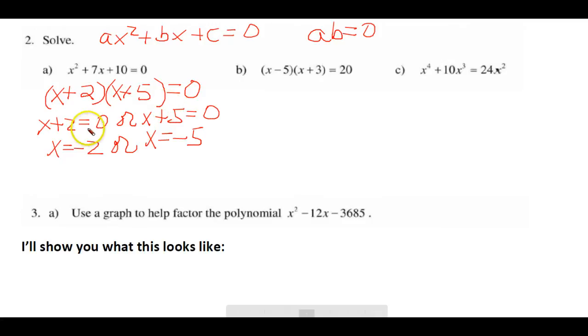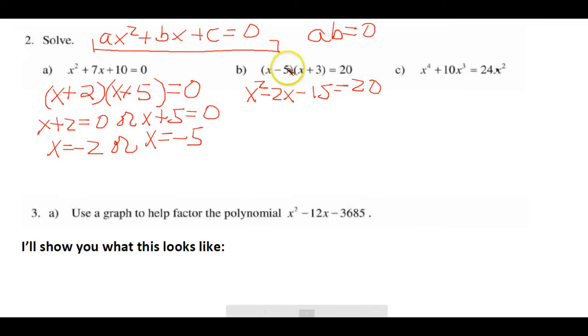Works out very well. Now you might think in letter B we just take x minus 5 equals 20 and x plus 5 equals 20. But that would be absolutely wrong. In order to do this one, we have to first put it in standard form, that is, have the left side equals 0. So we can't do that. So the first thing we have to do is get this in standard form. So we FOIL this, x squared minus 2x minus 15 equals 20.